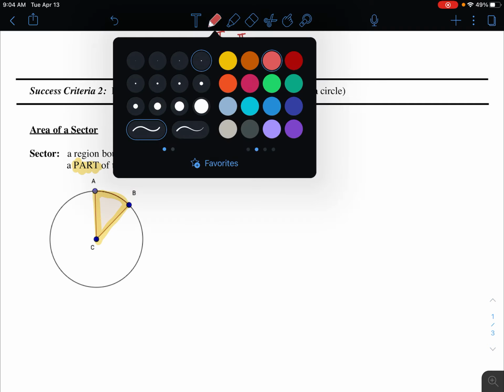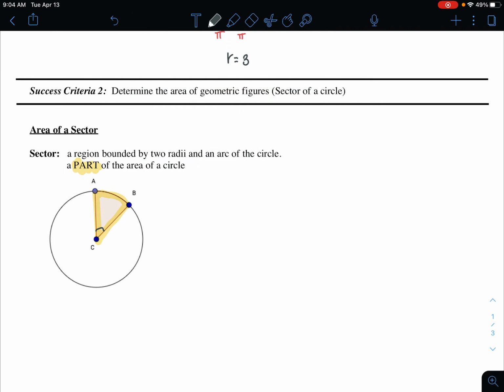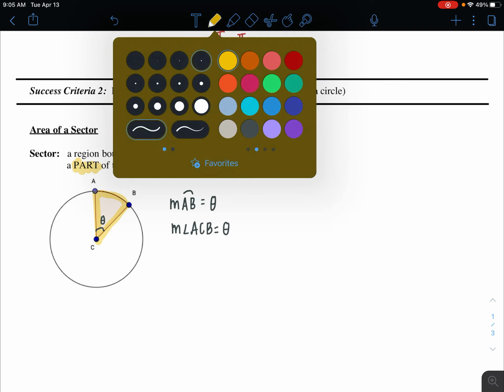So if we think about this and we call this angle measure here theta, we can also say that the measure of arc AB is theta, which means the measure of angle ACB is also theta. Theta is a part of the circle, and we know how we find the area of a circle. It's pi r squared.